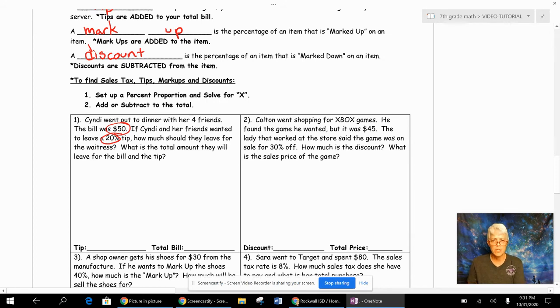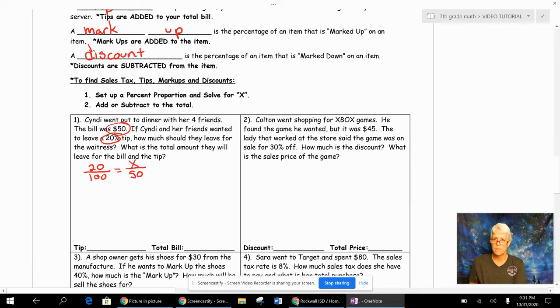Now, what do you think? Do you think the tip is the part or the whole? It's always going to be the part. And in these questions, they're always going to give us the percent. So the percent always goes over 100. Because of what we've done for 2 days, this might be pretty easy. So then the $50 is the whole, and we are looking for the part.